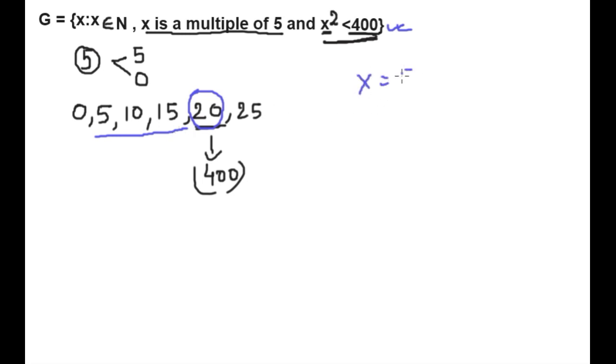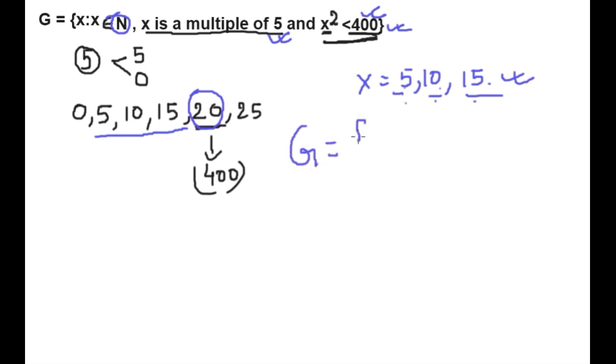X is equal to 5, 10 and 15. 5, 10 and 15 are multiples of 5 and square of 5, 10 and 15 is less than 400 and 5, 10 and 15 are natural numbers. So these are fulfilling all the requirements of the question. So we can write G is equal to set of 5, 10 and 15. Let's go to next question.